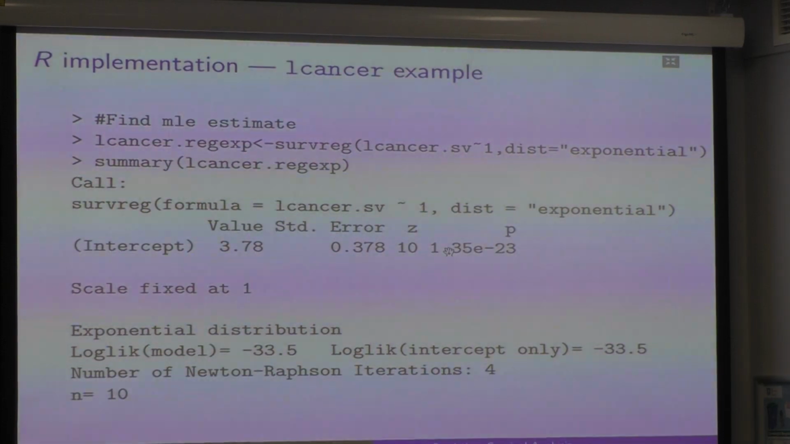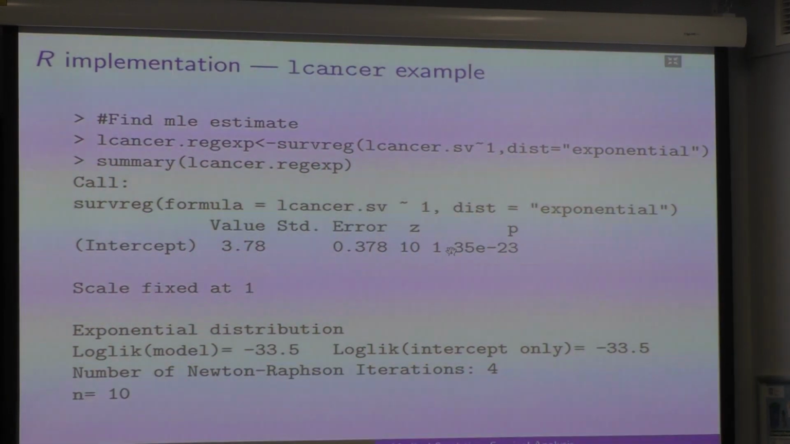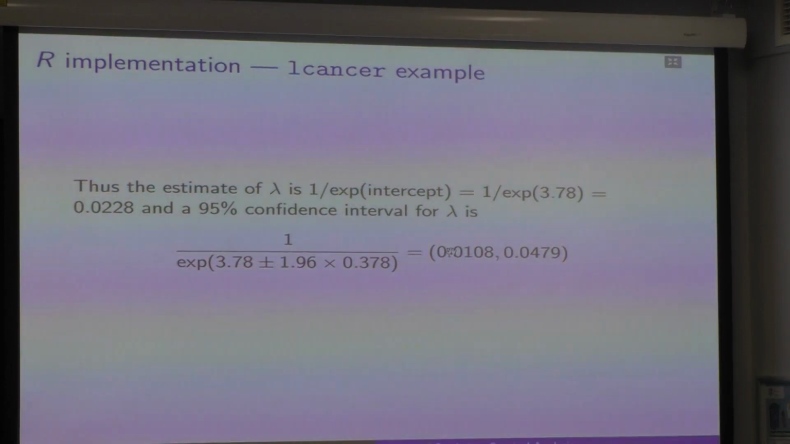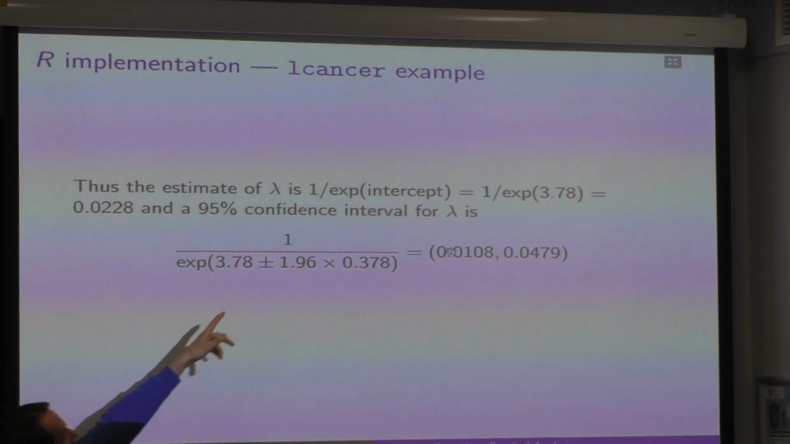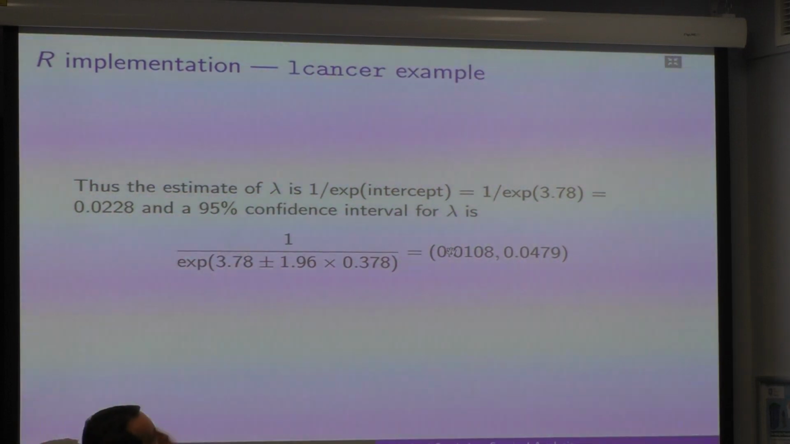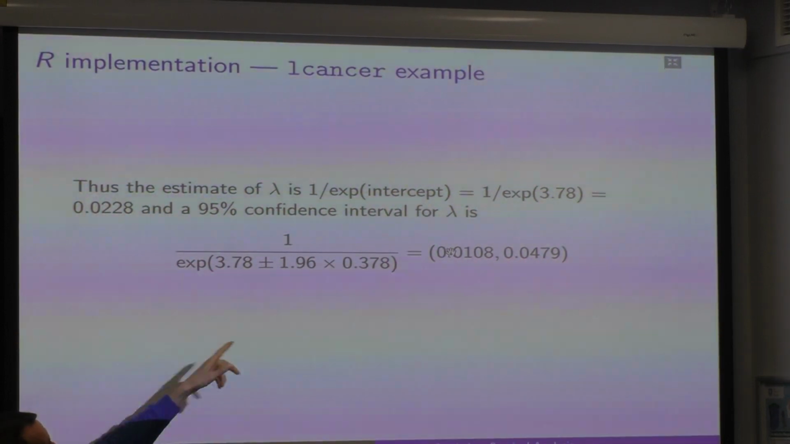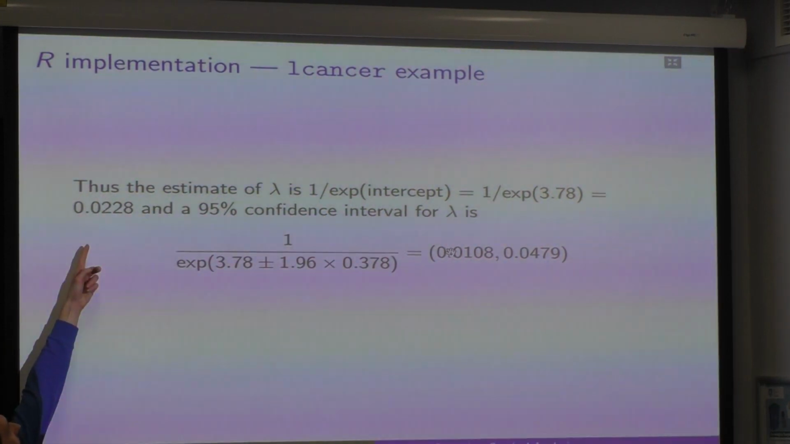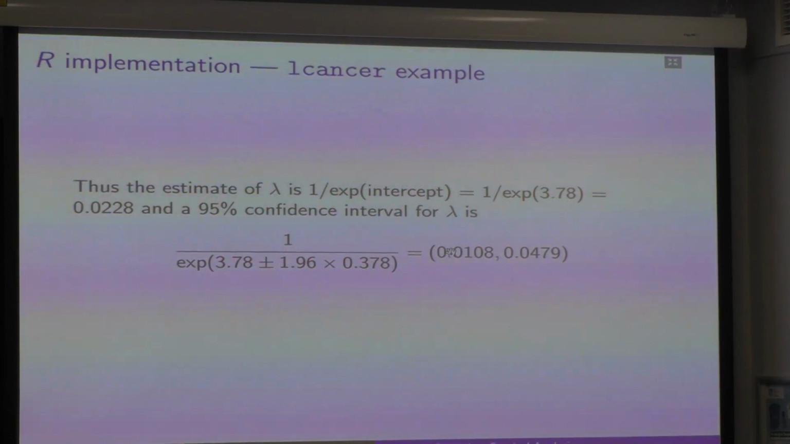I did that with my survreg command, and that gave me an intercept value of 3.78 and a standard error of 0.378. So if I want to work out an estimate of lambda, I work out 1 over e to the intercept. So that's 1 over e to the 3.78, which is 0.0228, which is basically the same as what we worked out when we did it by hand.